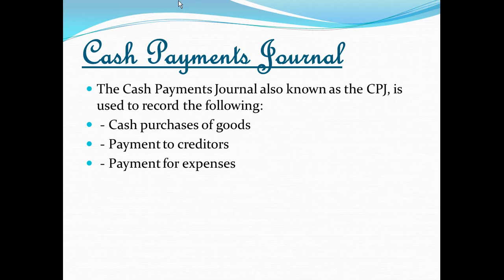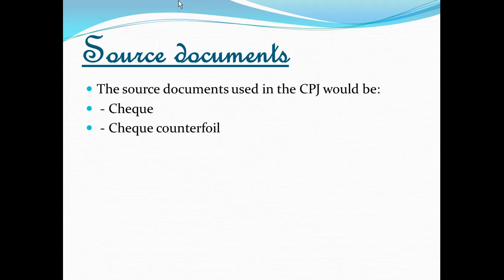Source documents that relate to the CPJ would be a check. So obviously when you pay someone, normally you write out a check or the check counterfoil. Okay, so for those of you who don't know, a check counterfoil is that part on the left side of a checkbook which remains in the checkbook. We call that a check counterfoil. That gives you more details about the payment you have made. Okay, and that is all for the cash receipts and cash payments journal.